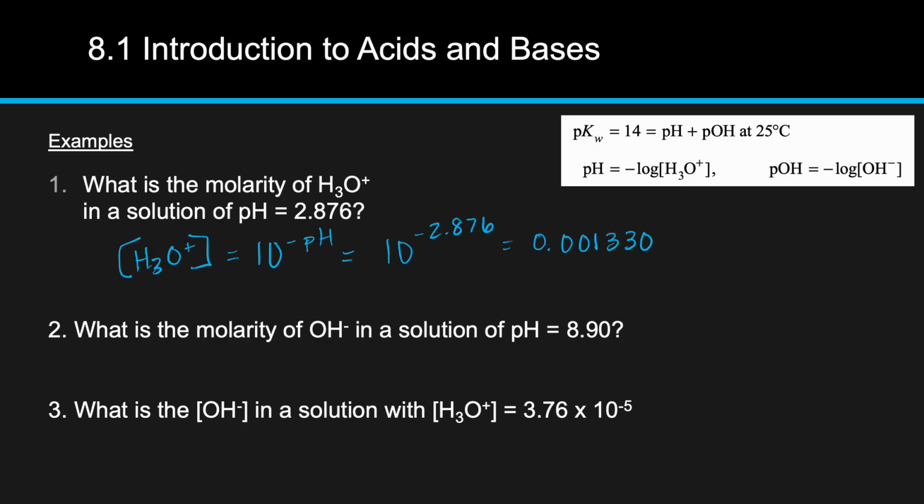That gives us 0.001330, and converted into scientific notation, that would be 1.330 times 10 to the negative third, and that's our concentration of H3O plus.